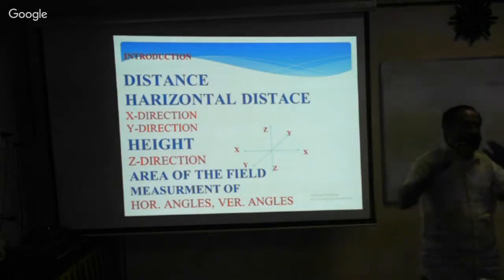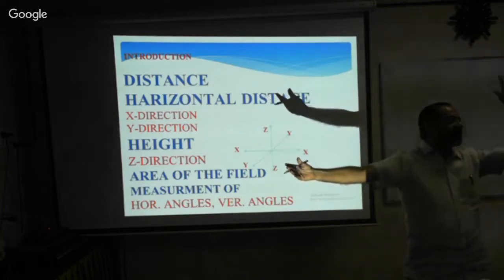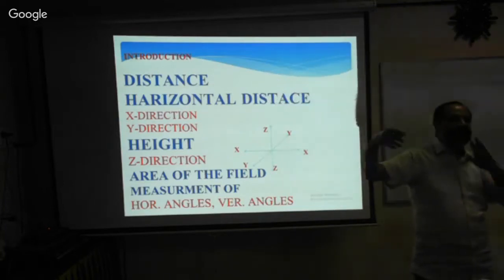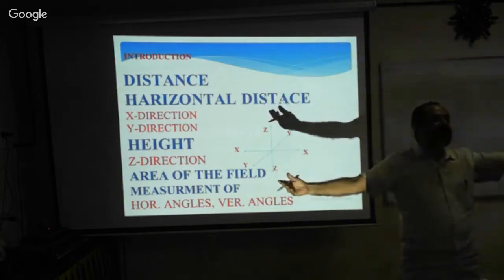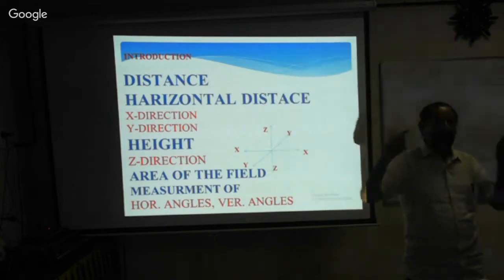Isn't it? Now, when you set up the instrument and take one reading front side, the other reading back side, we will call this foresight and back sight. That is a level line, isn't it? The same thing it will give.